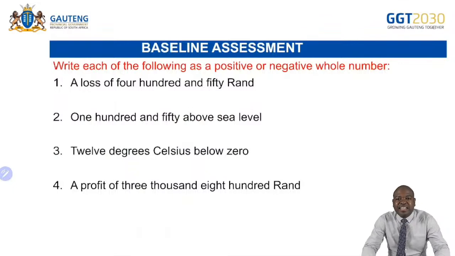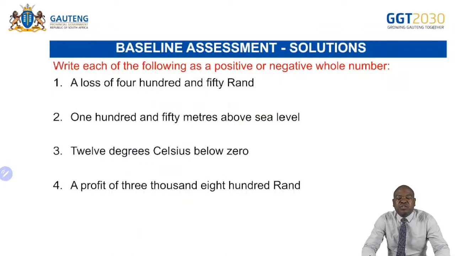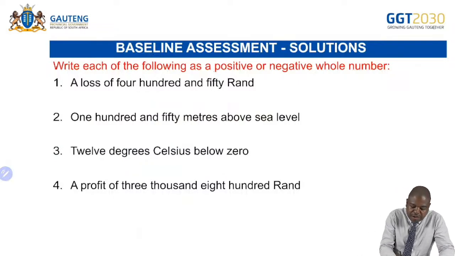Welcome back, grade 8 learners. Now let's go through our baseline activity together. Remember to interact with us on our WhatsApp number, which is 063-629-3655. Right. We've been asked to write each of the following as a positive or negative number.